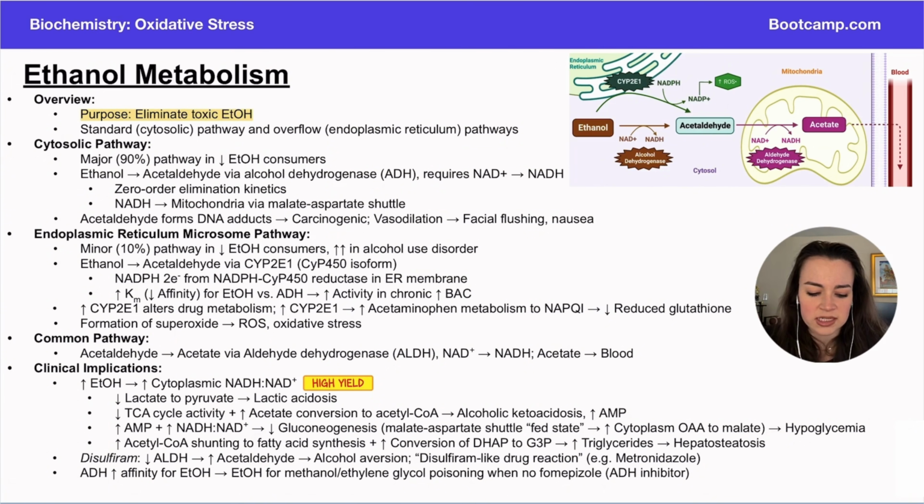The first one is sort of the standard pathway that happens in the cytosol, and this is just happening when there's sort of a normal amount of ethanol for the body to handle. However, in heavy ethanol consumers, there is a backup pathway that can get recruited, and that is a pathway that happens in the endoplasmic reticulum, and so we'll talk about that pathway as well. So like I said, that cytosolic pathway is the major pathway of ethanol metabolism. It's going to handle about 90% of the ethanol metabolism in low or moderate ethanol consumers.